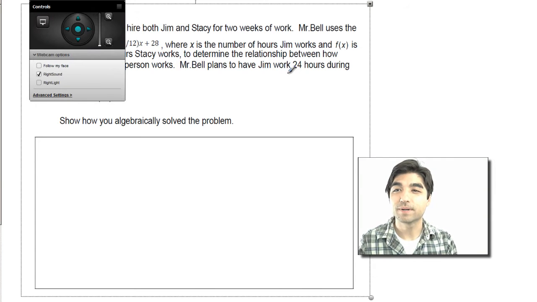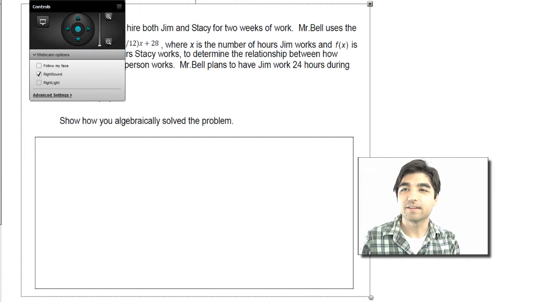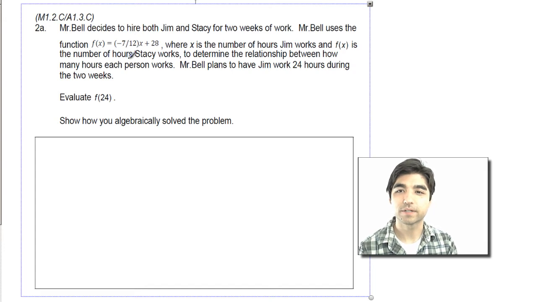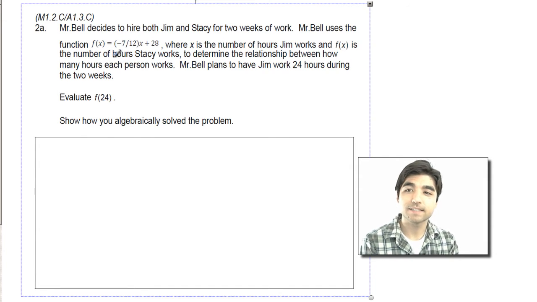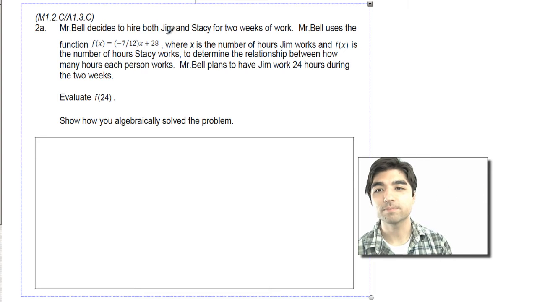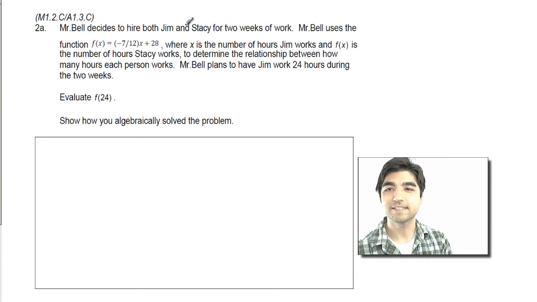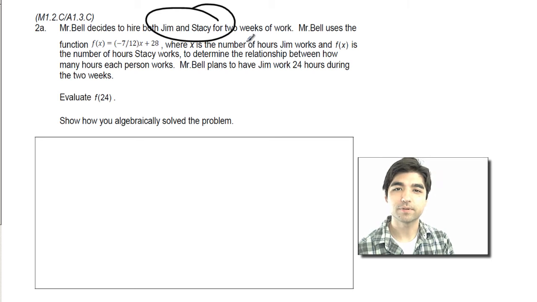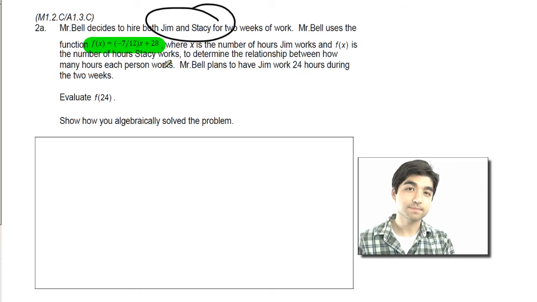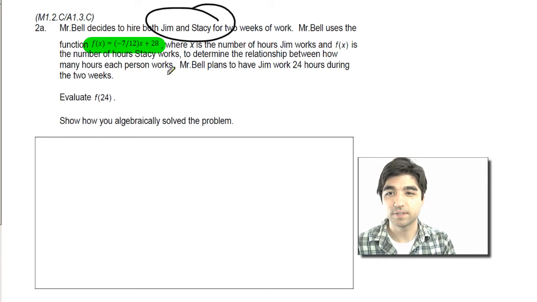Now it's time for part 2A. And on this particular problem, we're going to solve a function notation. So we're going to use that concept. And it says Mr. Bell decides to hire both Jim and Stacy for 2 weeks of work. Mr. Bell uses the function y equals f of x. So it says f of x equals negative 7/12 times x plus 28. That's how you look at that.